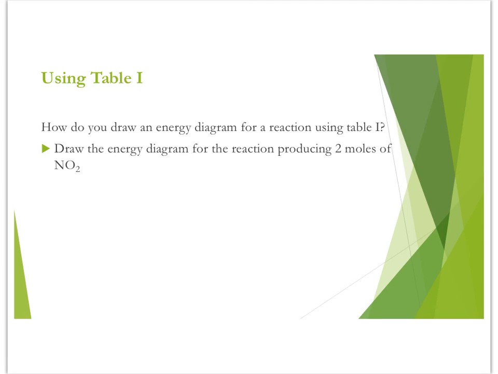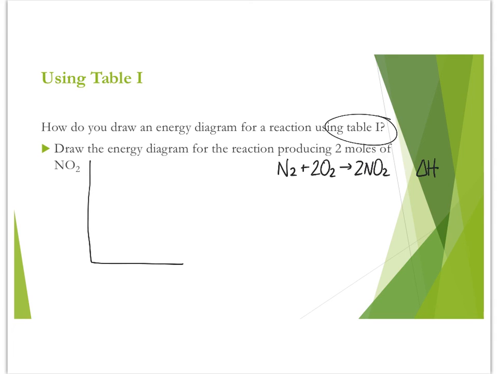And then this last thing, how do you draw an energy diagram for a reaction using table I? Draw the energy diagram for a reaction producing 2 moles of NO2. So you would go to reference table I and you would find the reaction that makes NO2. So this is it. And then the delta H on the reference table is positive 66.4 kilojoules. Positive number, and it shows you this on table I at the bottom. It tells you a negative sign is exothermic, so a positive sign is endothermic. Endo means absorb. I put more energy in than I get out. That's all you'd have to do. You just refer to it.